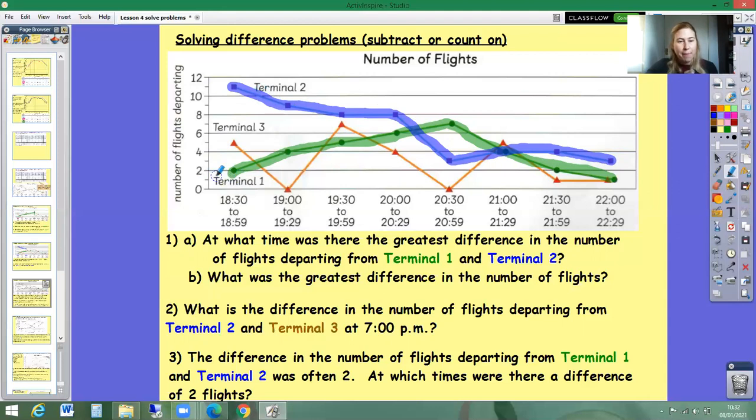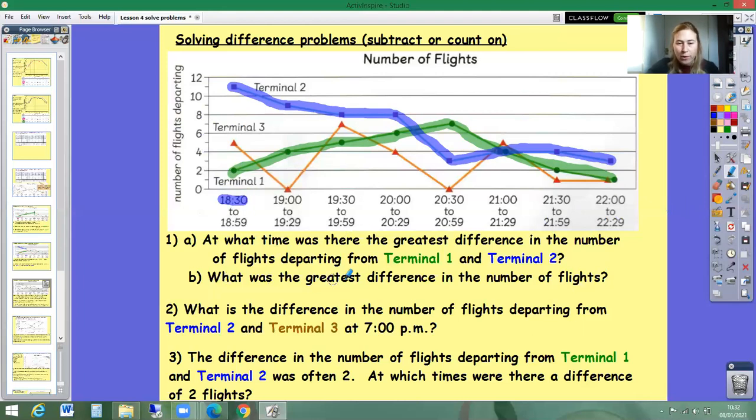And actually, if I look at the numbers, I can see that Terminal 1 has 2 flights departing at this point, and Terminal 2 has got, that must be 11 flights departing at this point, because I can see that the scale is counting up in 2s, and so each line in between must be the odd number that comes in between each even number. So at what time was there the greatest difference in the number of flights? Looking at the time when those points were, it was 6:30, so that would be the answer.